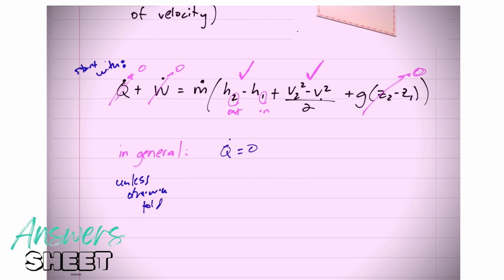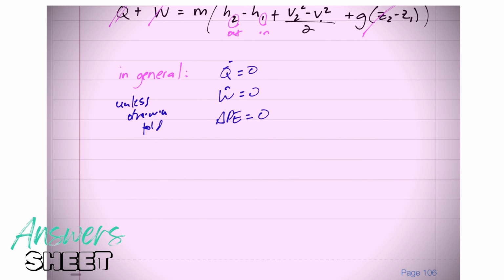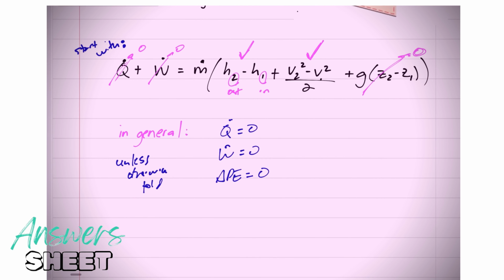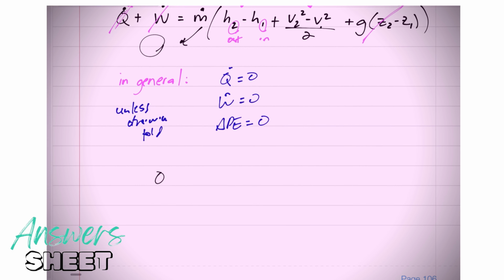for nozzles and diffusers, Q dot equals 0, W dot equals 0, potential energy equals 0, and so we're left with 0 on the left-hand side equals m dot times (H2 minus H1 plus V2 squared minus V1 squared over 2). If this is 0 on the left-hand side, I can divide the m dot out, and so I can say H2 minus H1 plus (V2 squared minus V1 squared) over 2 equals 0.